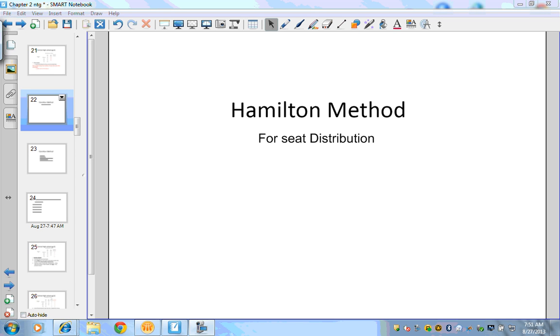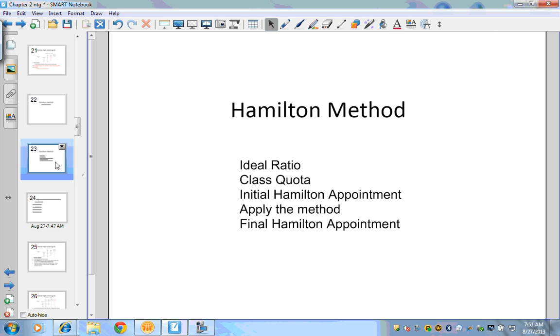Okay, in this video, we're going to be talking about the Hamilton method for seat distribution. This method actually has multiple steps, and here's the list of the steps. We're going to talk about the ideal ratio, class quota, the initial Hamilton appointment. We're going to apply the method itself, and then the final Hamilton appointment. So if you need to pause the video just to copy all this down, let me encourage you to do so. Let's go ahead and get started.